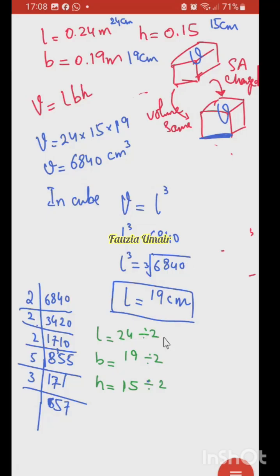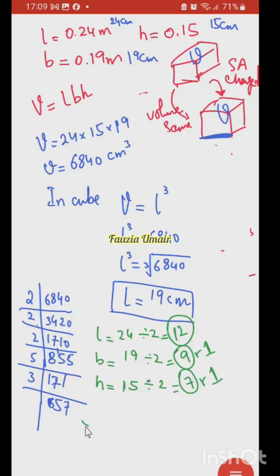We can cut 12 blocks. Are you getting this? Abrish, are you getting this point? If the length of the cuboid is 24, we can cut 12 blocks of 2 centimeter from the length. Okay, if the breadth is 19 centimeter and we have to cut 2 centimeter blocks, 2 nines are 18, 9 remainder 1. This means we can cut 9 blocks. If the height is 15 centimeter, dividing 15 by 2 gives 7 remainder 1. Okay, this means we can cut 7 blocks from the height.